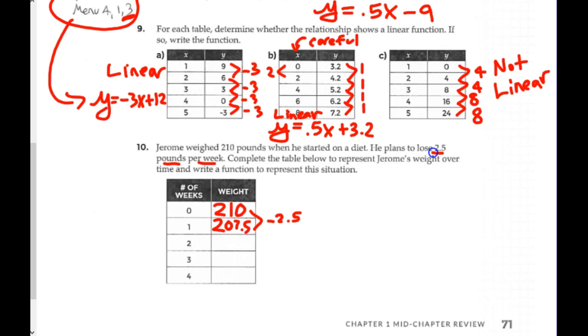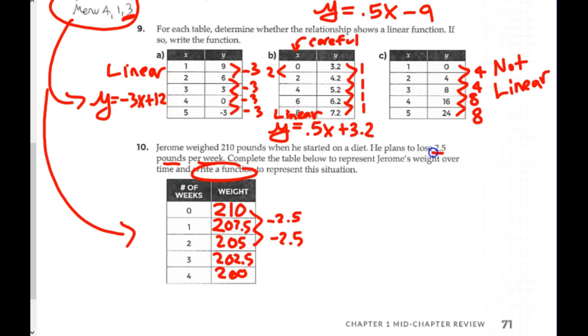So that's 207.5. Again, you can subtract that in your calculator. And then we're going to have 205, 202.5, 200. And write a function. So if you go into menu 413, just like the other ones, because these are linear, because we are subtracting or adding the same thing each time.